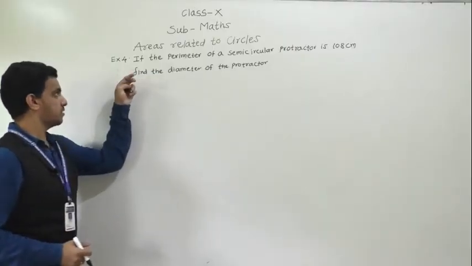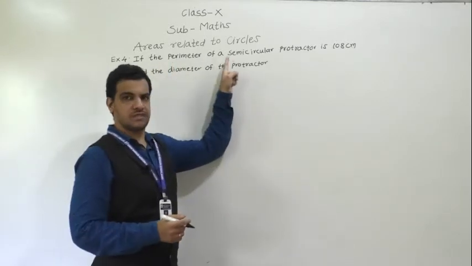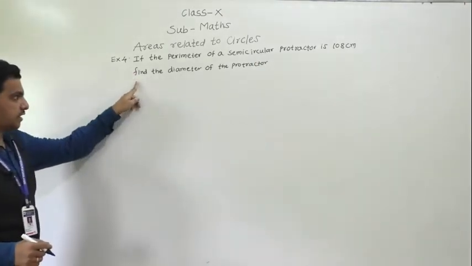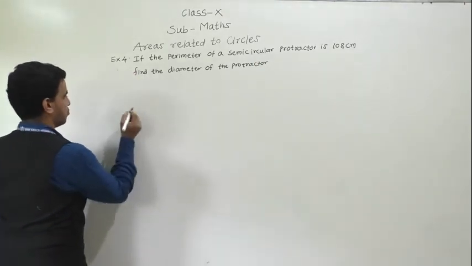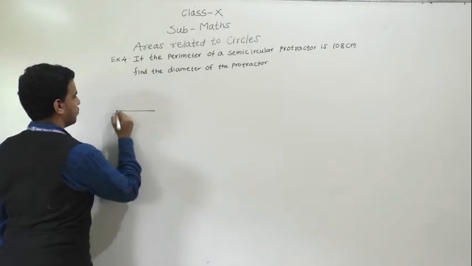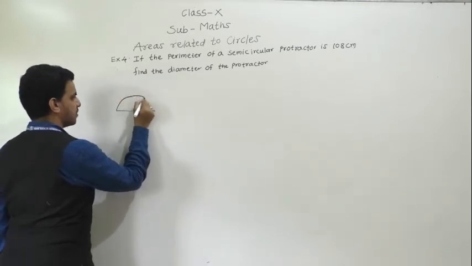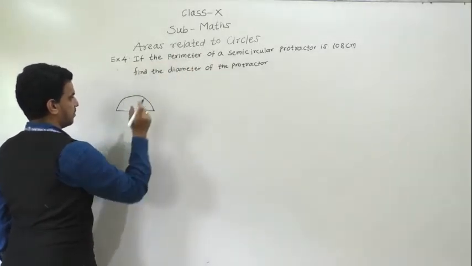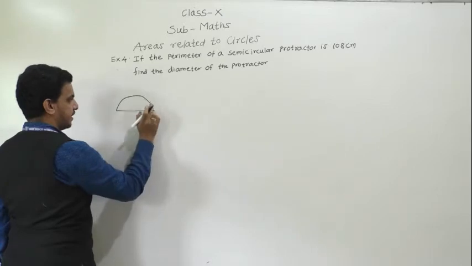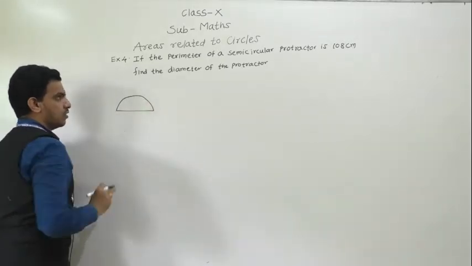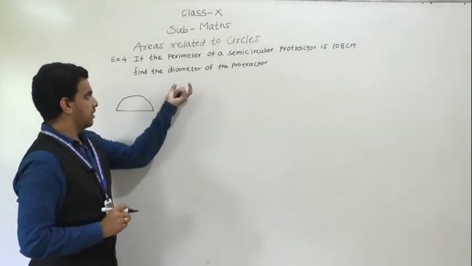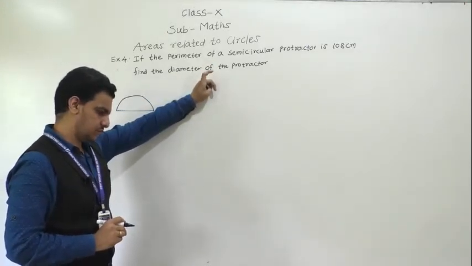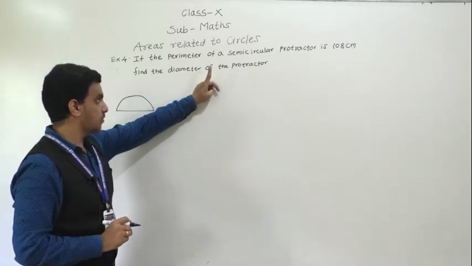Now we will take the fourth example. The next example is: if the perimeter of a semicircular protractor is 108 centimeter, find the diameter of the protractor. We know that the shape of the protractor is a semicircle. So for the semicircular protractor, the perimeter is given as 108 centimeter.